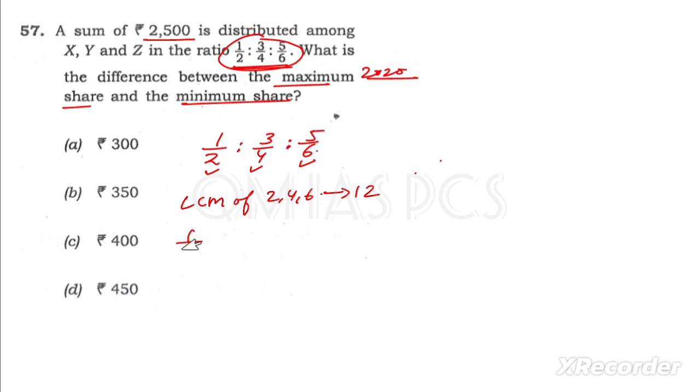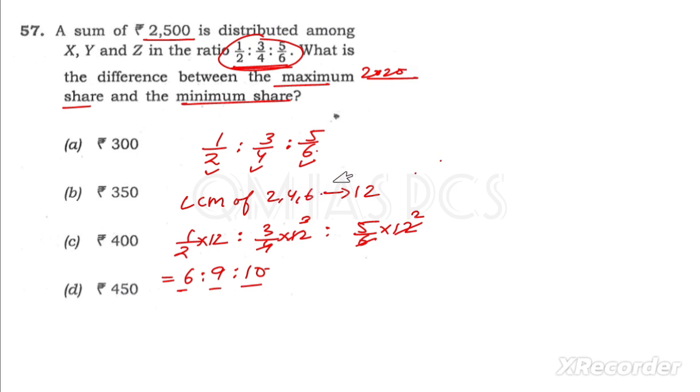It will be 1 by 2 multiplied by 12. Okay, then 3 by 4 multiplied by 12. This is 5 by 6 multiplied by 12. So we have 6, this is 9, this is 10. Okay, now are you getting which one is smallest, which one is greatest? I mean largest, maximum share, minimum share. This one is the maximum share, this is the minimum share.